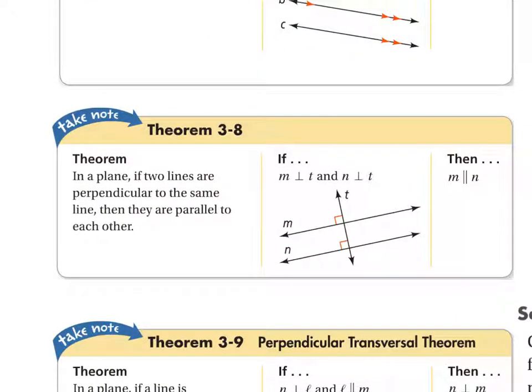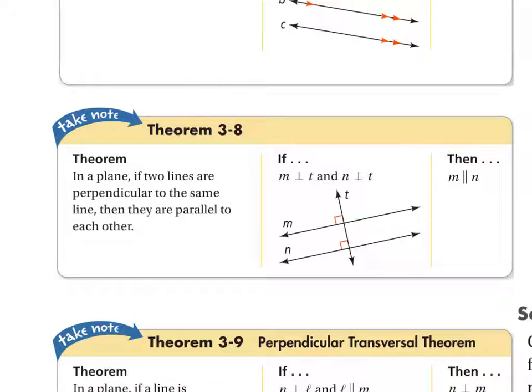Our next one says, if M is perpendicular to T, now again, perpendicular means that they intersect and form a right angle, right? In fact, they intersect and form 4 right angles. But if M is perpendicular to T and N is perpendicular to T, then M is parallel to N. Okay? Then M is parallel to N.